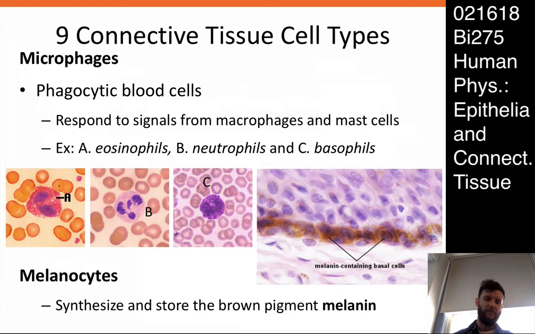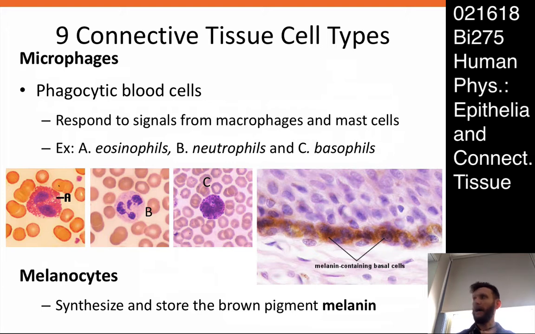Microphages are another type of phagocytic blood cell. The microphages are the granular leukocytes. The lymphocytes are the agranular leukocytes. I didn't make that distinction in the last slide, but the granular leukocytes are eosinophils, neutrophils, basophils. I had mentioned basophil when I talked about mast cells. And these are a category of cells that I talk about in my anatomy class, but I'm not going to talk about much here.